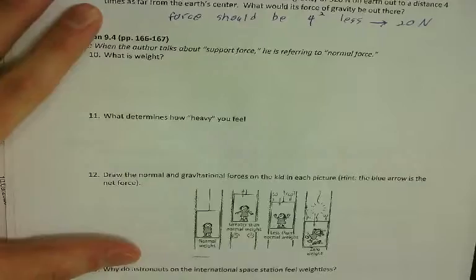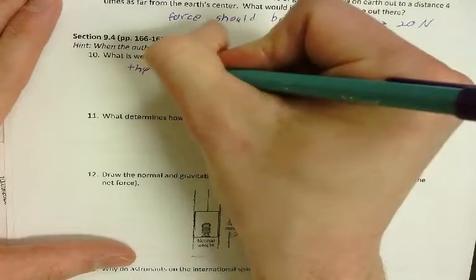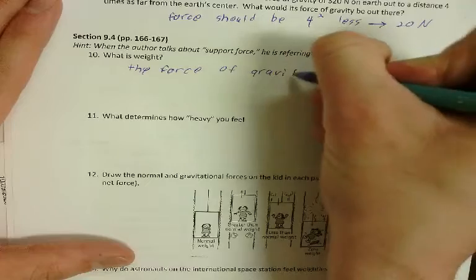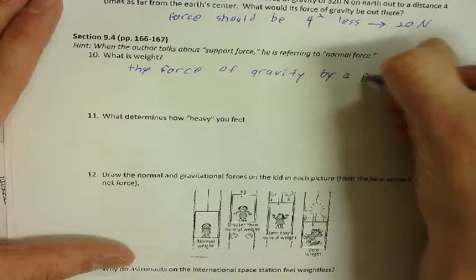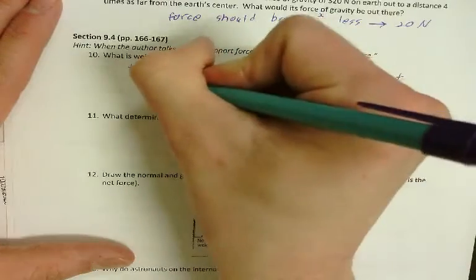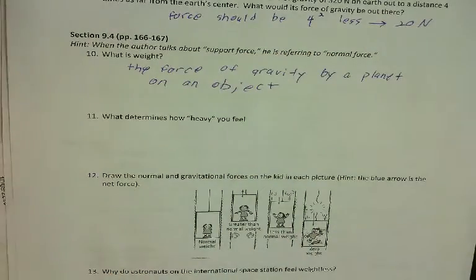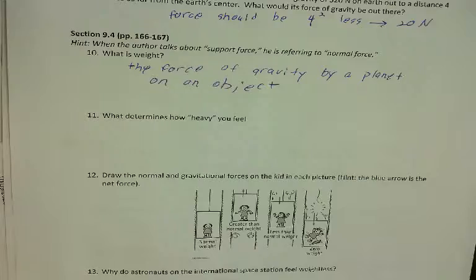All right, what is weight? So weight is the force of gravity by a planet on an object. See, weight is specifically just for acting on planets, right? Well, if we talk about the force of gravity, we're talking about between any object. But when we're talking about weight, we're really only talking about the force of gravity on us from Earth or the Moon or Jupiter or something like that.